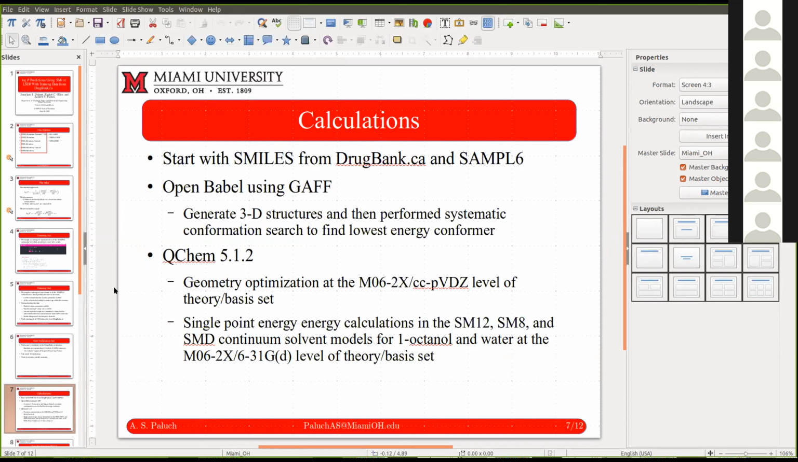Our procedure was we started with SMILES from DrugBank. For a given molecule, you can download canonical SMILES, and then the SMILES for SAMPL6. Then using OpenBabel, we generated 3D structures using GAFF and performed systematic conformational searches to identify the low energy conformer of our compounds. Then using QChem 5.1.2, we performed geometry optimizations at the M06-2X cc-pVDZ level of theory and basis set, and then single point energy calculations in the SM12, SM8, and SMD continuum solvents at the M06-2X 6-31G* level of theory and basis set. This just came from recent publications from the Cramer and Truhlar group, including some of their SAMPL entries.